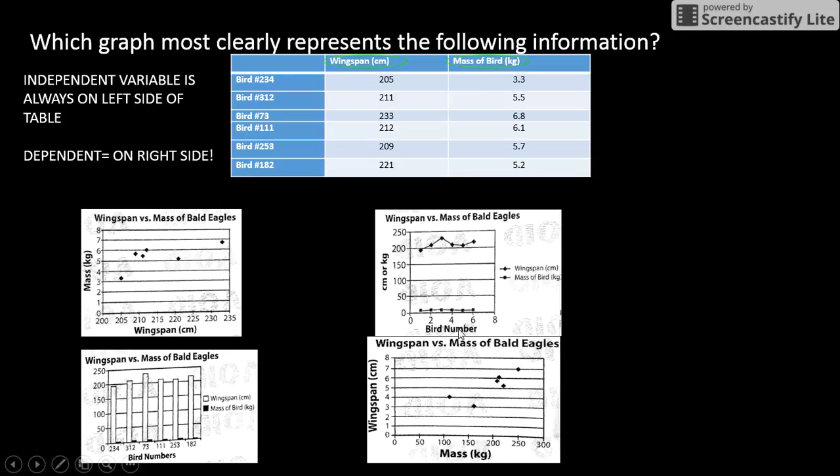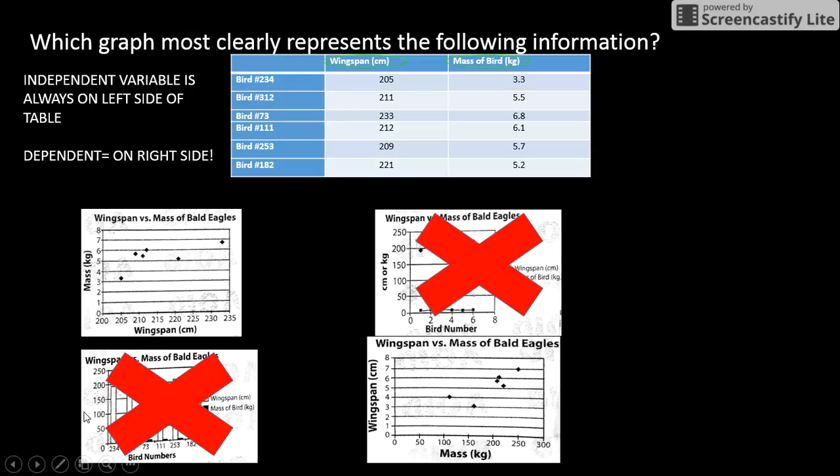This next one over here, bird number and cm or kg. Neither one of these things says bird number, so we know we can cross that off. This one down here, bird numbers again, and we don't even have a label over here. We know we can cross that off. So we're down to these two.